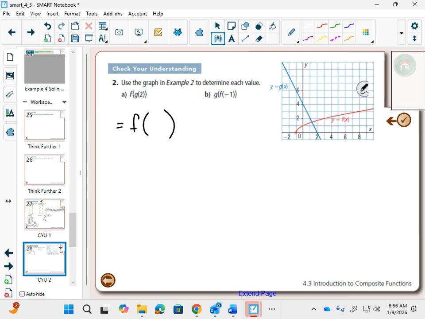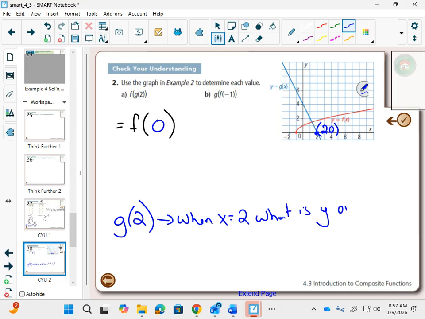Well, if I look on my graph, here's the point. When x is 2, on g of x, I have (2, 0). So does it make sense that g of 2 is 0? Because when I have a function and I write it g of 2, maybe I'll just write this down. Sometimes it's helpful. This is saying, when x equals 2, what is y on g of x? What's your y coordinate?